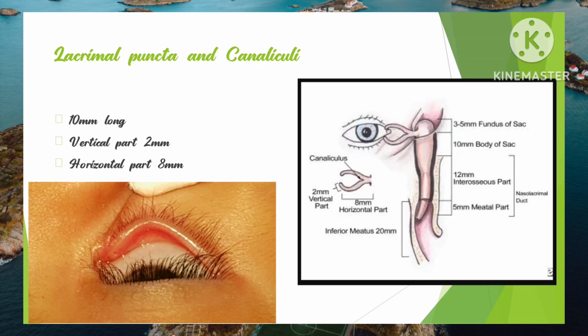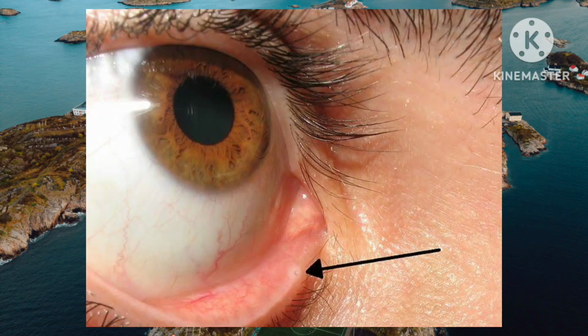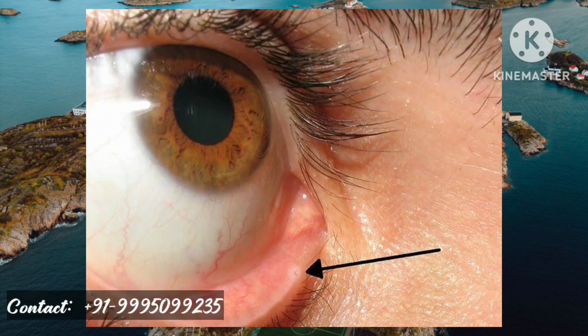Next we are going to learn about the lacrimal puncta and canaliculi. Each lacrimal canaliculus begins at the lacrimal punctum. The lacrimal punctum is present at the medial corners of the upper and lower eyelids. While observing the medial corner of the eyelids, we can see one opening on each of the upper and lower eyelids. They are called the lacrimal puncta.